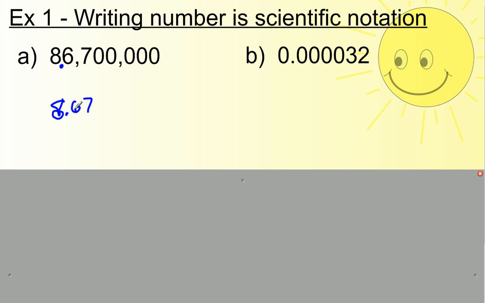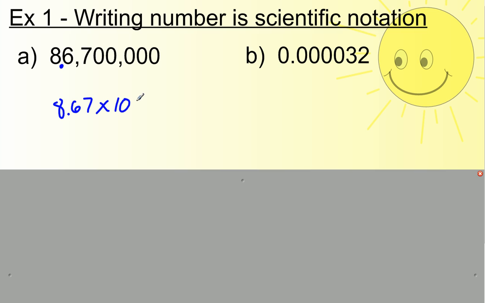So 8.67 times 10, and it's always times 10. That will always be true. Now, the exponent, the number that goes up here. A mistake a lot of people make is they count the number of zeros. So they'd go 1, 2, 3, 4, 5, and then throw a little 5 up there. But that's not how it works.